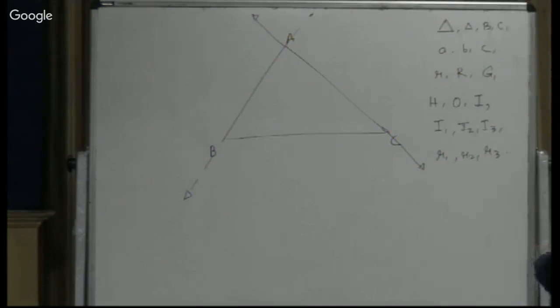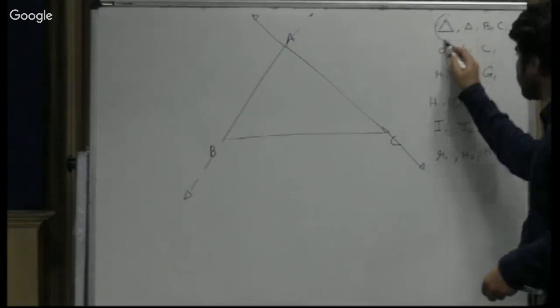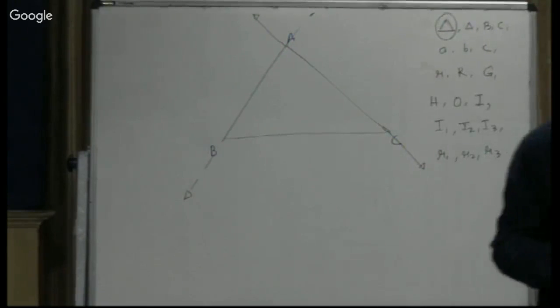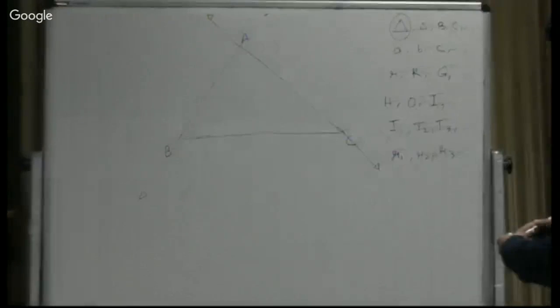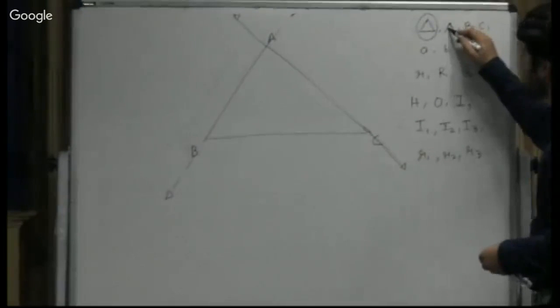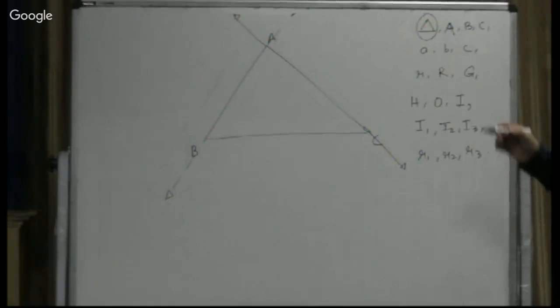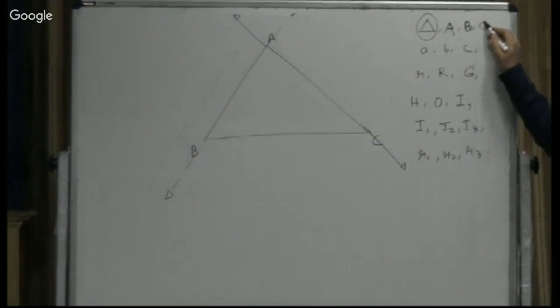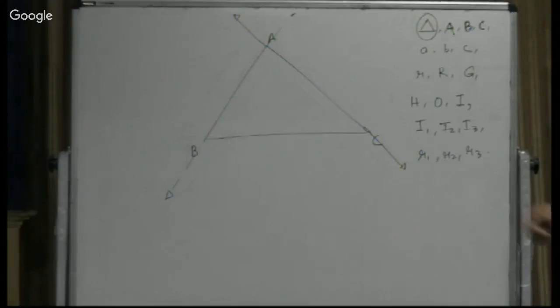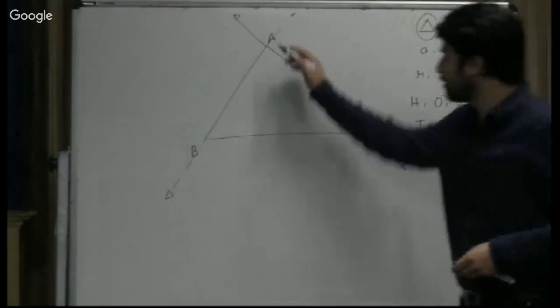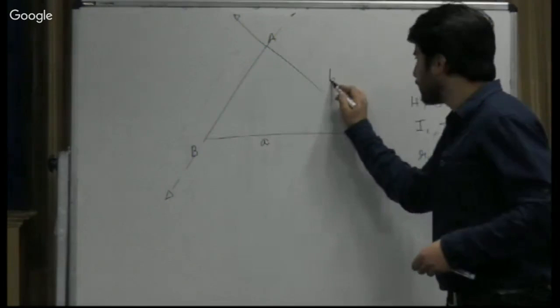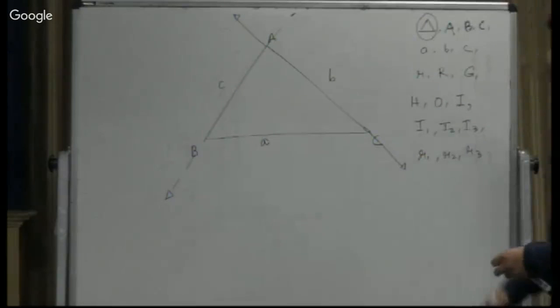Here, delta will stand for the area of the triangle, okay? A would stand for this angle A and the vertex as well. This would be angle B and this would be angle C. The sides opposite to the angles are small a, b, c. This would be a, this would be b, and this would be c.